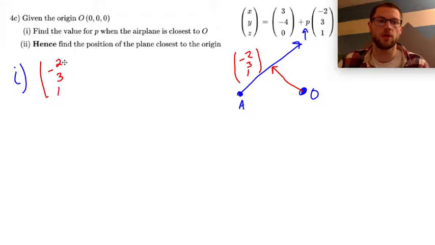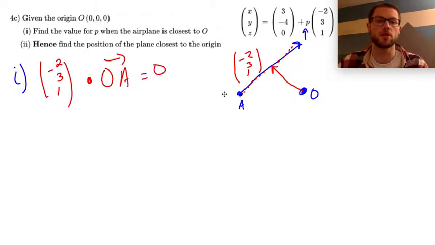-2, 3, 1. That is the direction vector, the velocity vector of this airplane. And I want to dot it with the vector from O to A. Now A is moving along this path over time, and so I really want to find the vector from O to A. And I want to set this dot product equal to 0. This vector OA changes as A is moving, and that's why I'm going to have to end up solving for p. So let's see how that plays out.